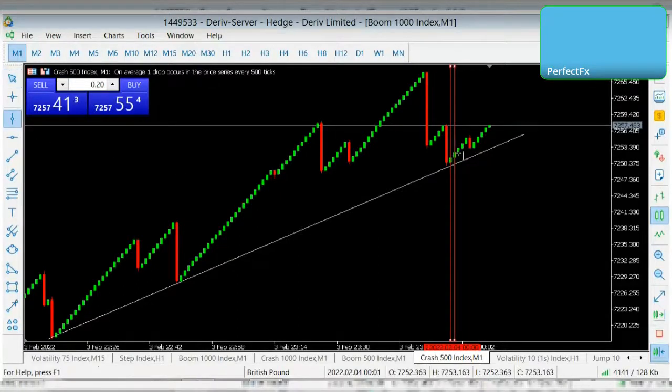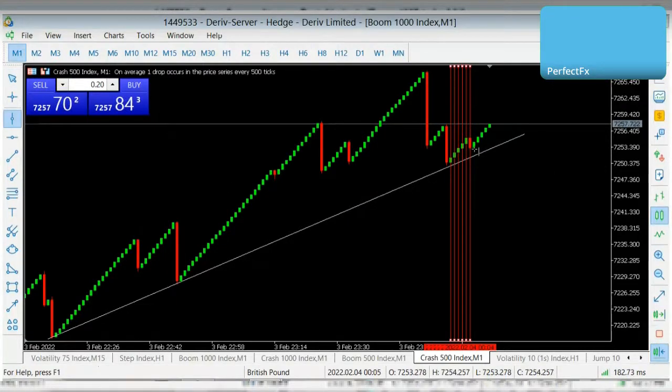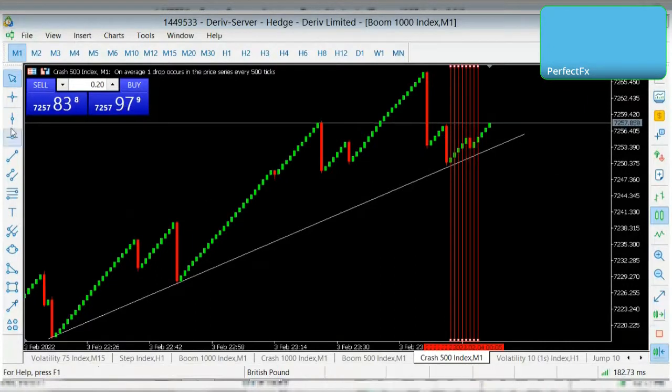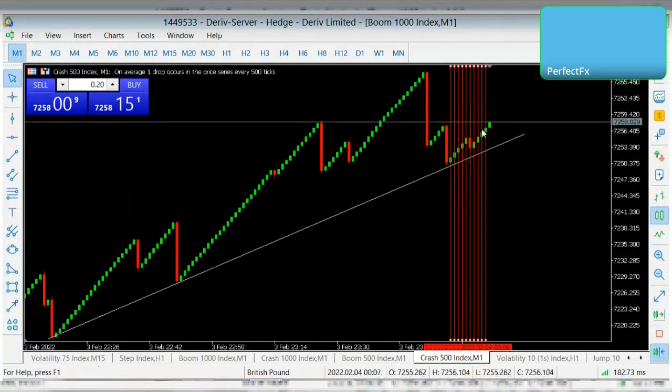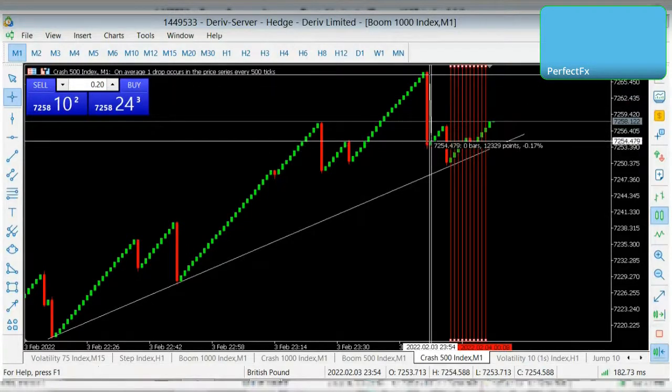Let's count this together, guys. 1, 2, 3, 4, 5, 6, 7, 8, 9, and 10. Can you see, guys? This is already 10 candles to the upside.